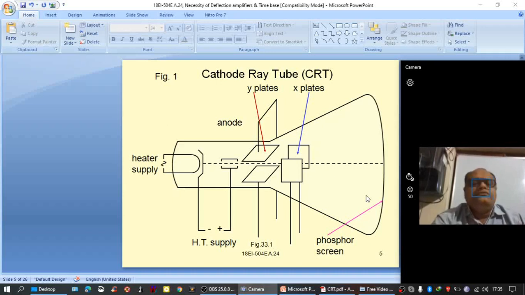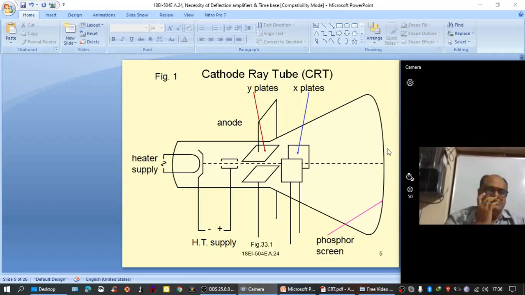And generally, for any sweep signal, the retrace period would be very small or almost negligible compared with the trace time. That is why, in general, we cannot see the movement of the electron beam or the movement of the luminous spot moving from right to left.